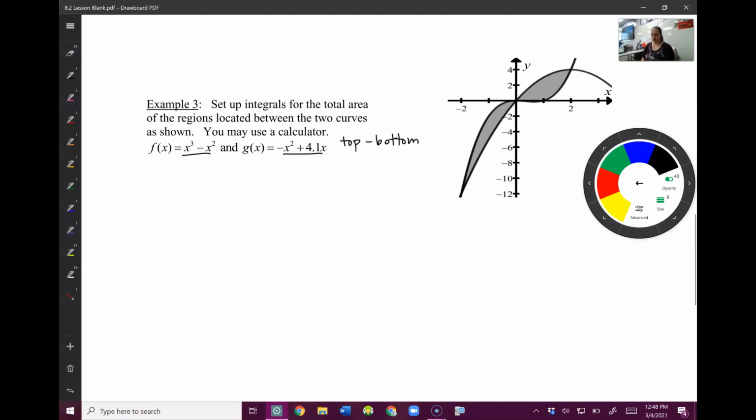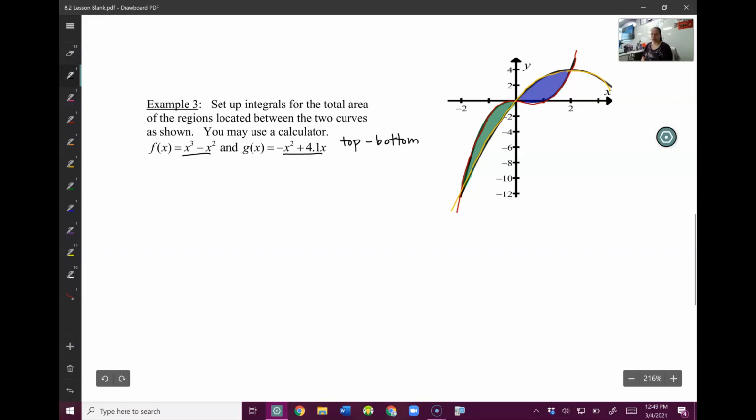And it's because, let's start by looking at this area here. If I look right here, I can see that this red curve is on top, and this yellow curve is on bottom. However, if I look over here at the blue part, now the yellow curve is on top and the red curve is on bottom.